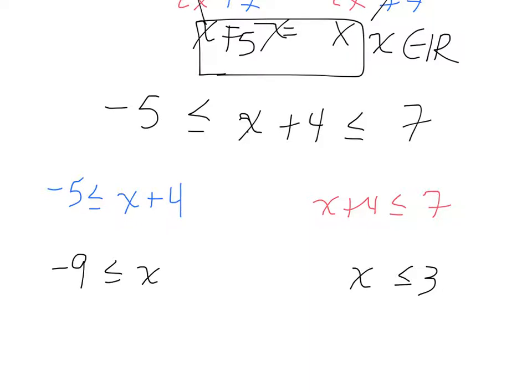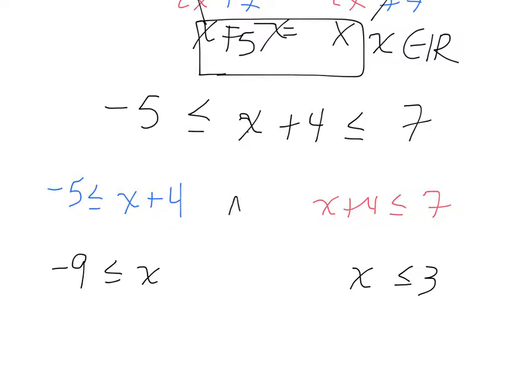So if I read this, how would I read this left statement? And please read it the way I've been asking you to read it. What would it say? X is greater than or equal to -9. Very good, Paul. If you read it the other way, it doesn't make much sense, saying negative 9 is less than or equal to x. Speak with the variable first. So x is greater than or equal to negative 9.